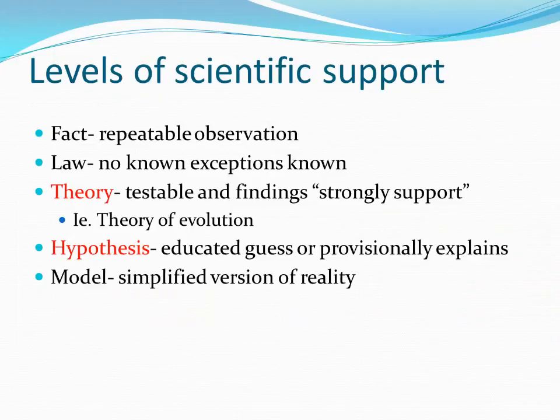We also have to think about some definitions. Facts, or scientific facts, are repeatable observations. Laws, or scientific laws, are where we see no known exceptions for that particular circumstance. Now the ones in red here are very important. Scientific theories are testable and relatable, and they're findings that are strongly supported, such as the theory of evolution or the cell theory that we'll be talking about. These are strongly supported ways to look at how things work. And we'll be spending a whole unit looking at the theory of evolution, Unit 4.